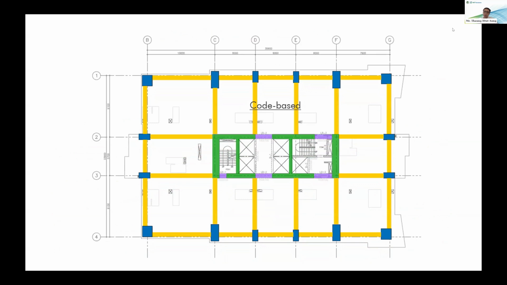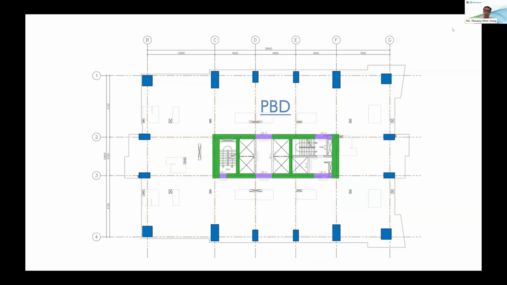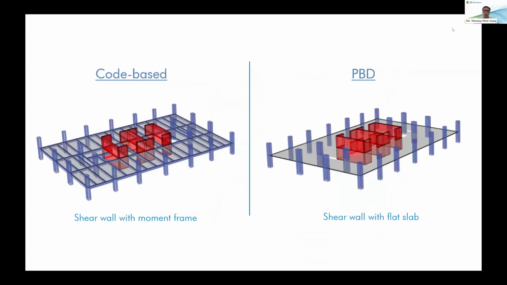For example, with the code-based approach, we need to provide moment-resisting frames and shear walls as a dual system, and the structural system will use more materials. But with the performance-based design approach, we can use the flat slab system with bearing walls, and we can have a clean structural system, which is favorable to architects.